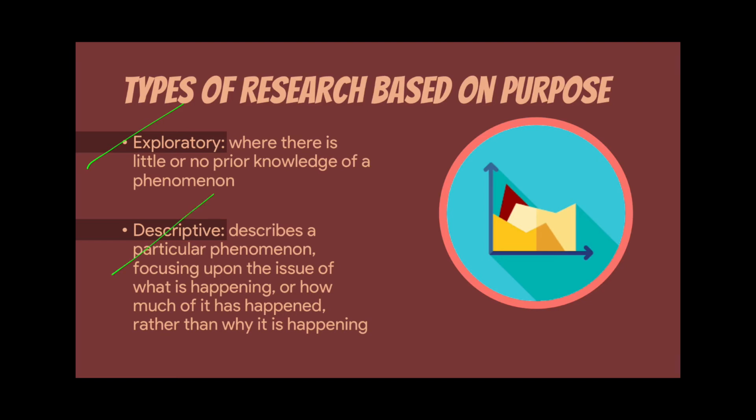So descriptive research describes a phenomenon focusing upon the issue of what is happening or how much of it has happened rather than why this is happening. So for example, your research just wants to look into how many females or males have attended the Olympics, but not really explaining why there are more males attending the Olympics compared to females. Or for example, you just want to know how many trans individuals are really engaged in professional sports at the moment, but not really explaining why there is more or less of a specific trans identity in a given sport. So that's an example of a descriptive research.